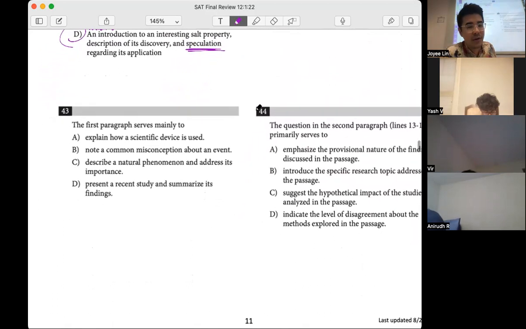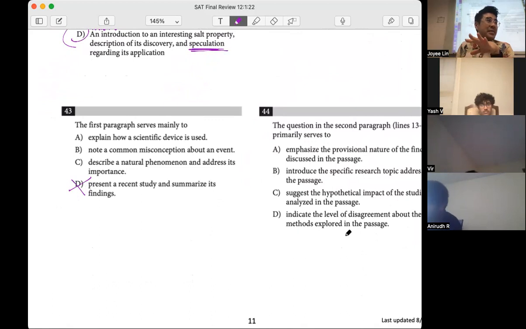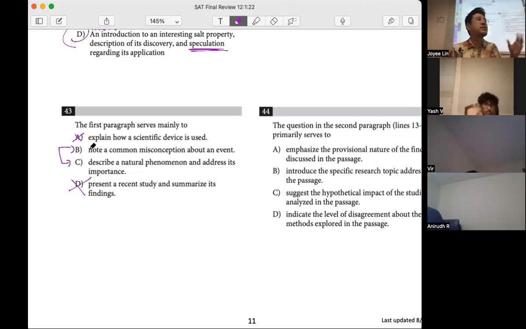For 43, I don't think there's a definitive answer, but there are definitive bad answers. Probably not D, right? We're not going to summarize in the first paragraph. I think it could be C. I don't know about A either. Generally, I haven't seen one, right? So this one's sus, but then I think it could be either B or C. Because a lot of times science passages start with like, oh, a lot of people used to think that the sun was the center of the universe, but now, right? So I've seen B be the start of a science passage too.